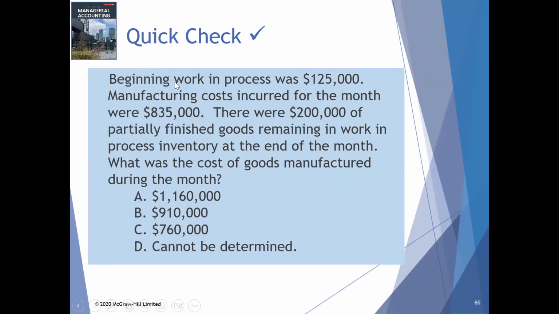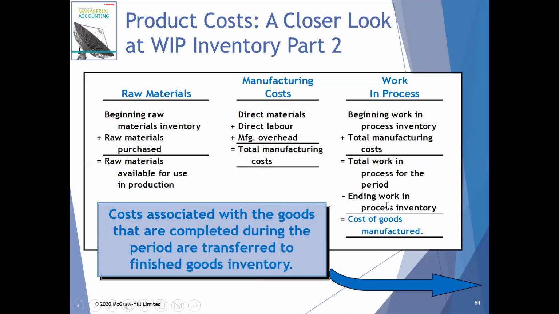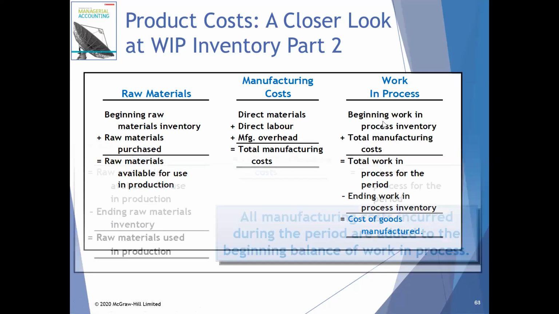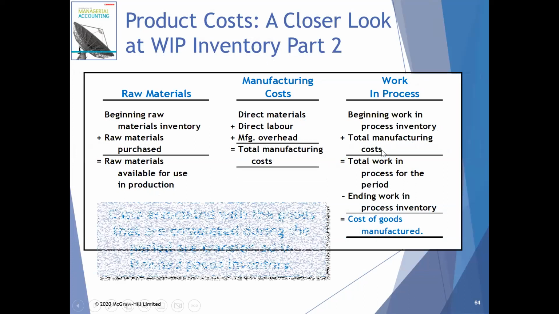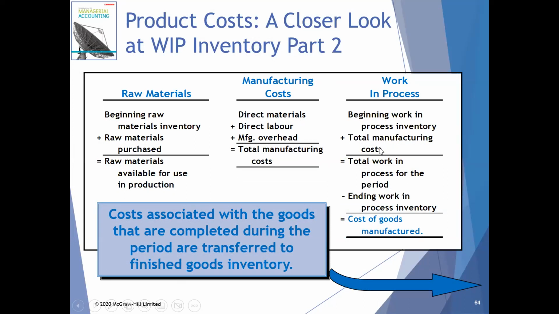Now next, we have here beginning work in progress is 125,000. Manufacturing cost incurred for the month is 835, right? So we know that work in progress was 125,000. Look at this. Work in progress at the beginning, we found it here. Work in progress at the beginning plus total manufacturing cost minus the closing work in progress will be the cost of goods manufactured.